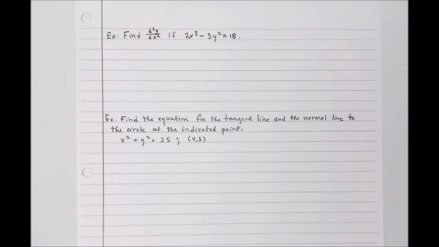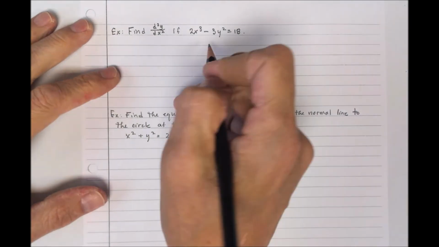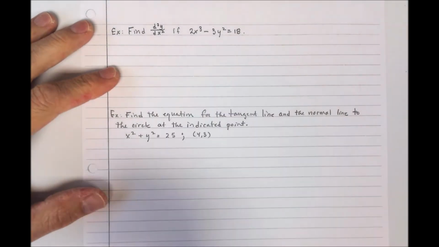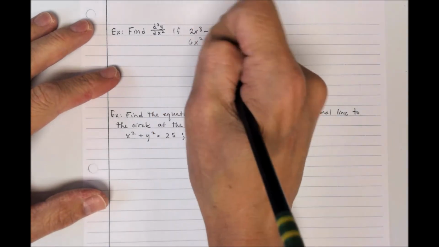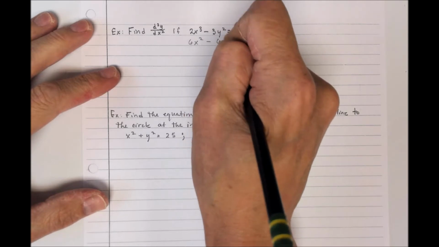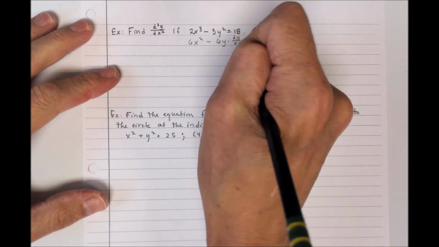Here we're going to try to find the second derivative implicitly. So what we're going to do first is take the first derivative, because we know to find the second derivative, you take the derivative of the first derivative. This is going to be 6x squared minus 6y times dy/dx equals 0.